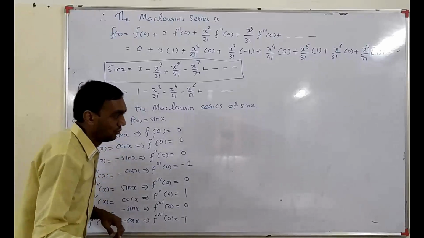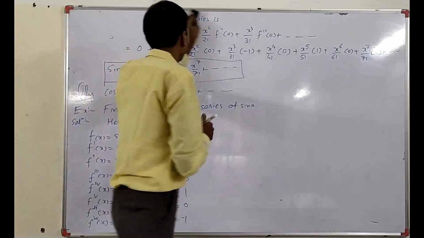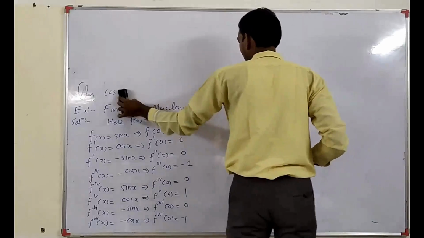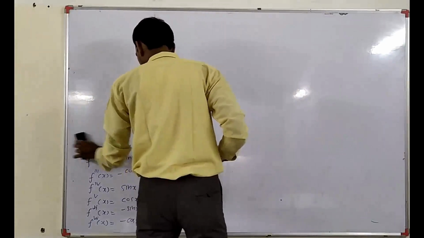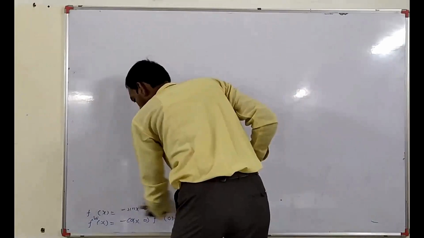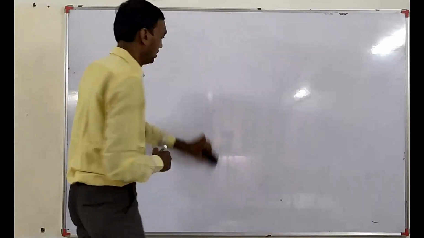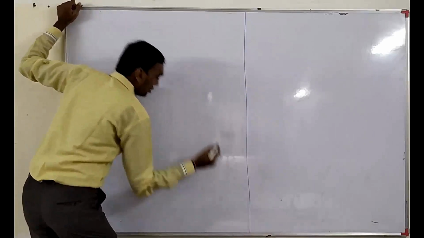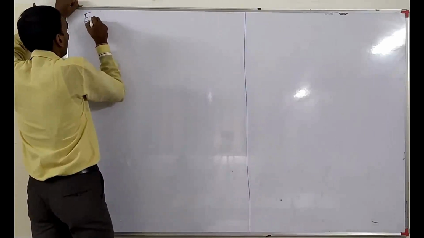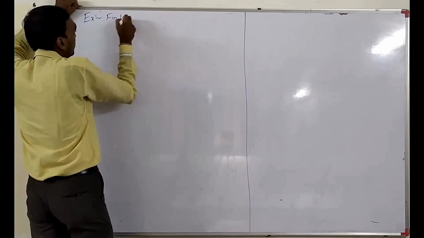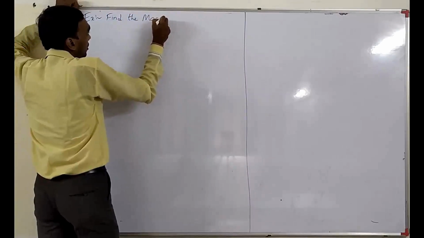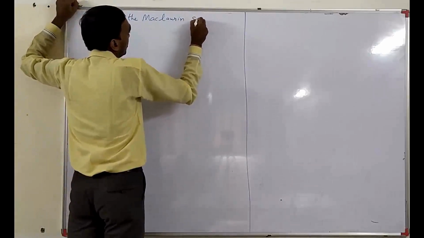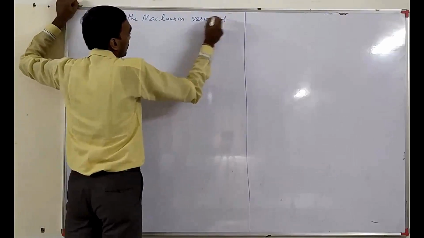Now we are going to obtain the Maclaurin series of tan x. The Maclaurin series of tan x can be obtained by two different methods. First we are going to use the simple derivative form. So find the Maclaurin series of tan x.